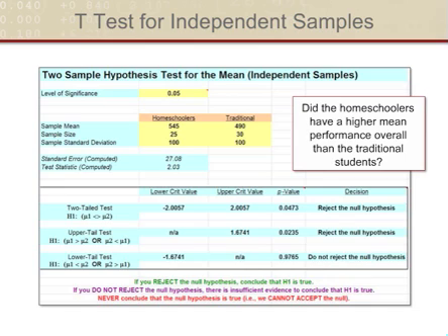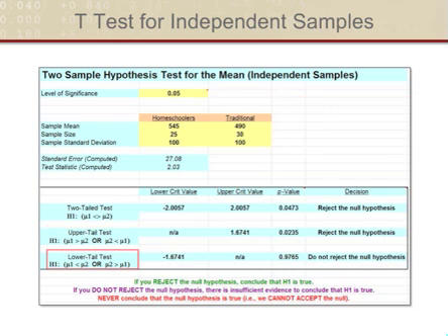Well, since the homeschoolers are in the first column, they're represented by the mu with the number 1, and traditional is represented by mu with the number 2, since they're in the second column. I am essentially asking if the mean for group 1 is greater than the mean for group 2. Well, if you take a look under the upper tail test, it says the alternate hypothesis is mean 1 greater than mean 2, or mean 2 less than mean 1, which is the same statement in reverse. That's exactly what I'm asking, is group 1 greater than group 2? So we know it's an upper tail test.